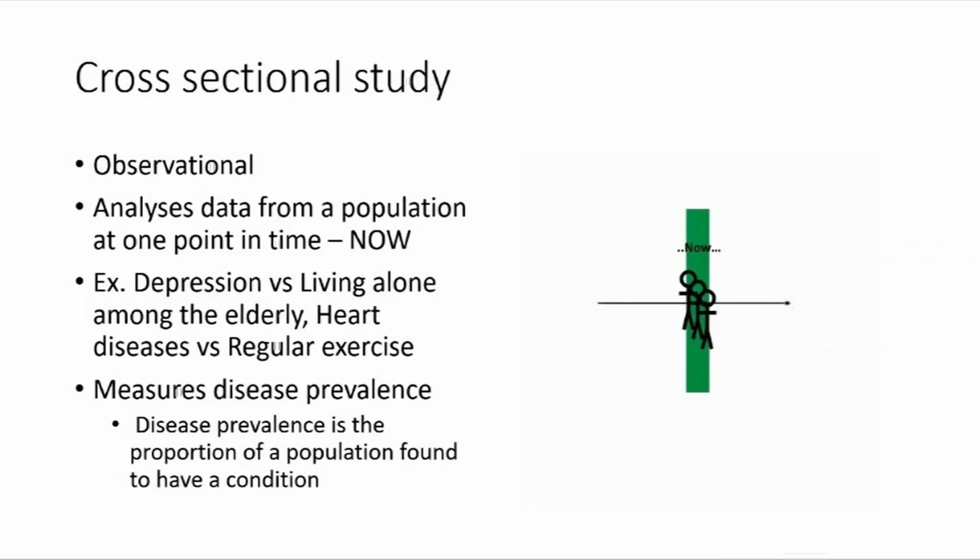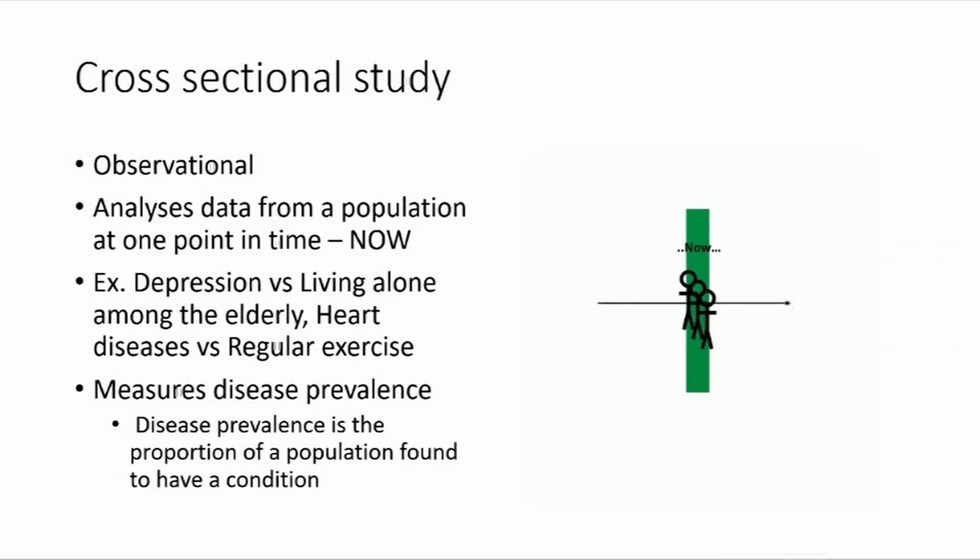Now, look at this example. For instance, you want to know the number of people who are depressed in a community. Then, one of the factors that may lead to depression, let's say, is living alone. So, I want to know the number of people who are depressed in a community. Then, out of these people, I want to know how many of them are living alone. Or, let's say you want to know the number of people who have coronary artery disease in Jos, for example.